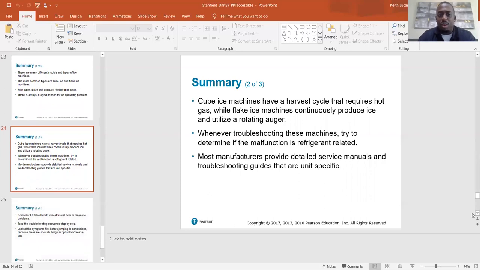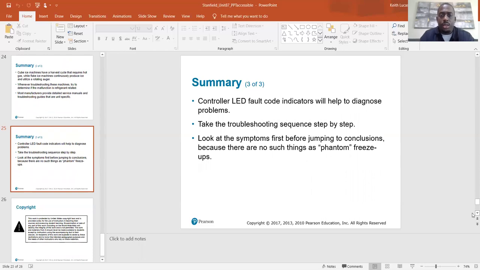Cube ice machines have a harvest cycle that requires hot gas, while flake ice machines continuously produce ice and utilize a rotating auger. Whenever troubleshooting these machines, try to determine if the malfunction is refrigerant related. Most manufacturers provide detailed service manuals and troubleshooting guides that are unit specific. Controller LED fault code indicators will help to diagnose problems.